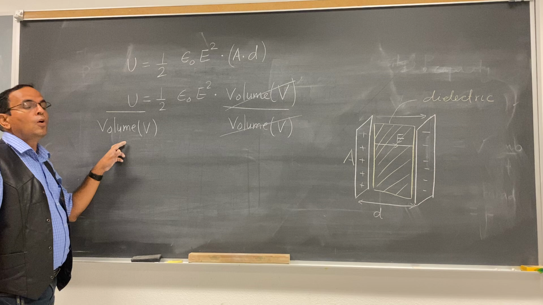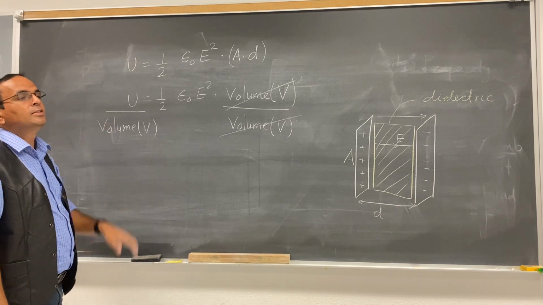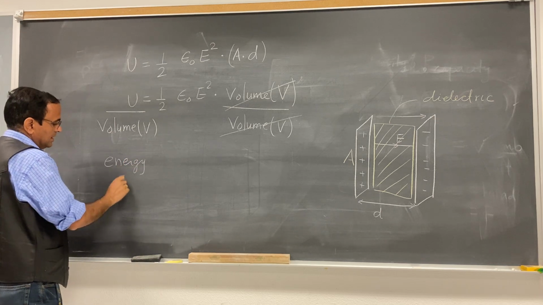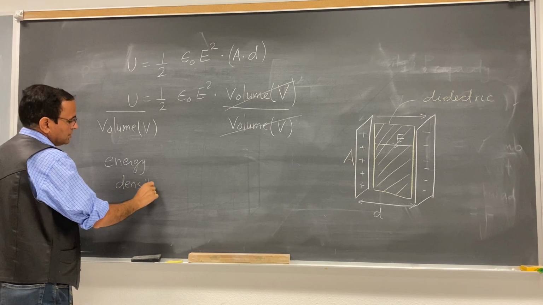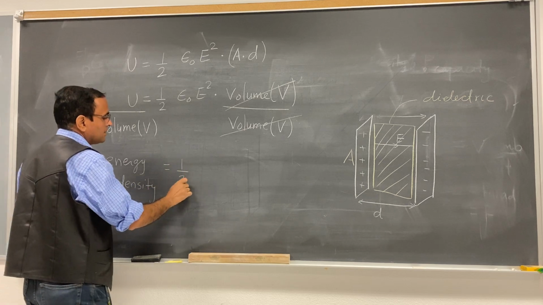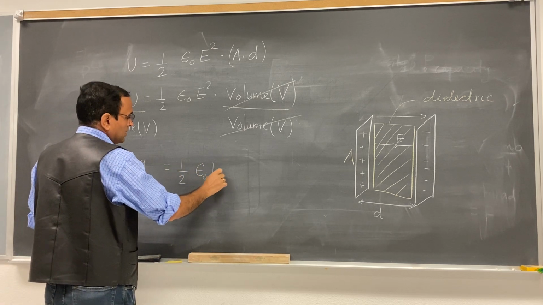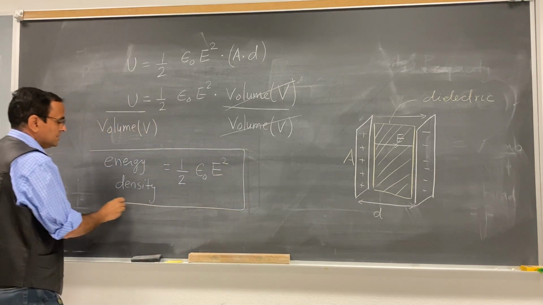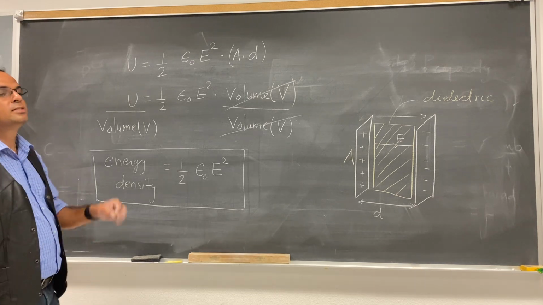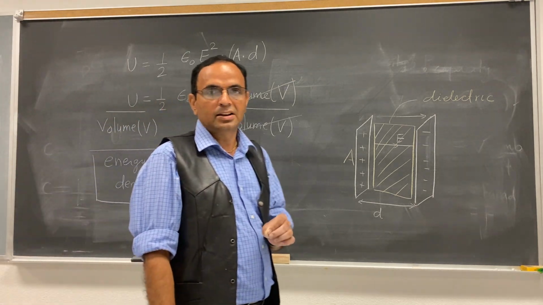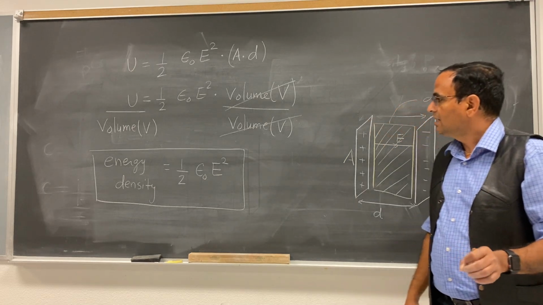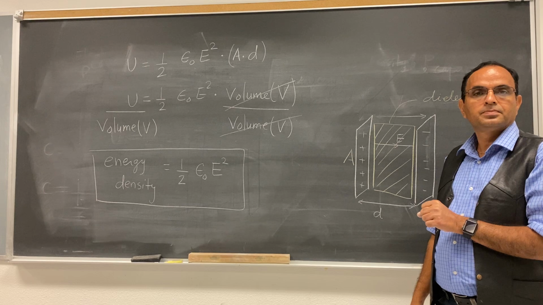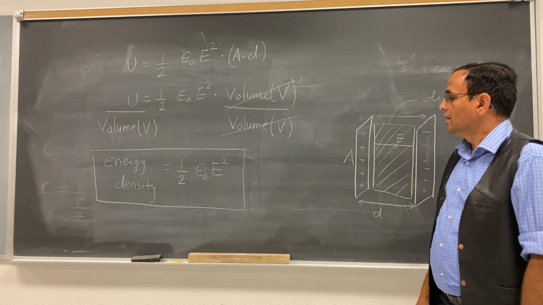Energy divided by volume, we call this the energy density. Therefore the energy density is equal to 1/2 epsilon 0 E squared. Sometimes you need this to calculate the energy density. Energy density is energy per unit volume, and it is equal to 1/2 epsilon 0 E squared.